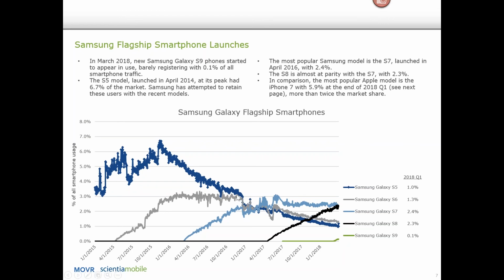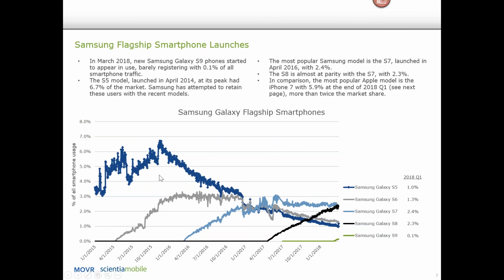But we expect the Samsung S9 to follow the same trajectory as some of its predecessors. So the Samsung S8 right now is around 2.3%, which is about the same level that the Samsung S7, the prior version before that, has reached. So all of these phones are kind of averaging right around 2.5 to 3% once they've reached their full growth in the market.